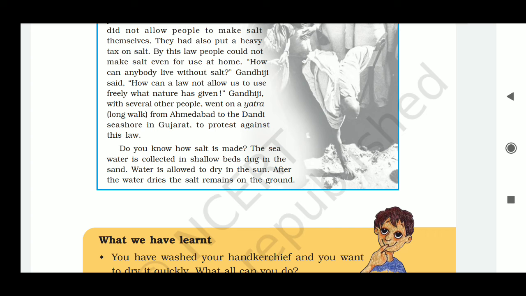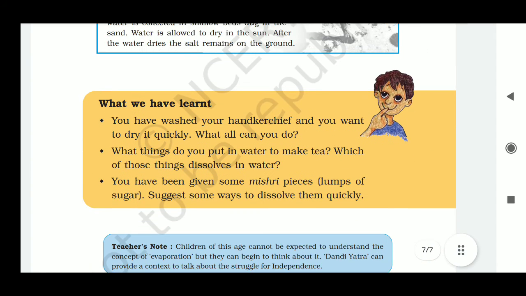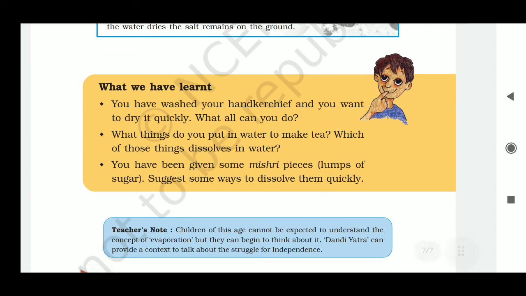After the water dries, the salt remains on the ground. So the lesson ends with a few questions. Three questions are given in your textbook, which are going to be the last questions of this lesson. What we have learned: you have washed your handkerchief and you want to dry it quickly. What all can you do?